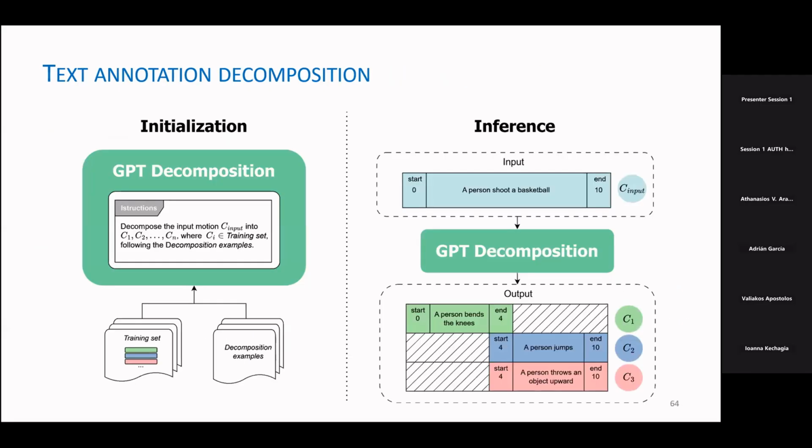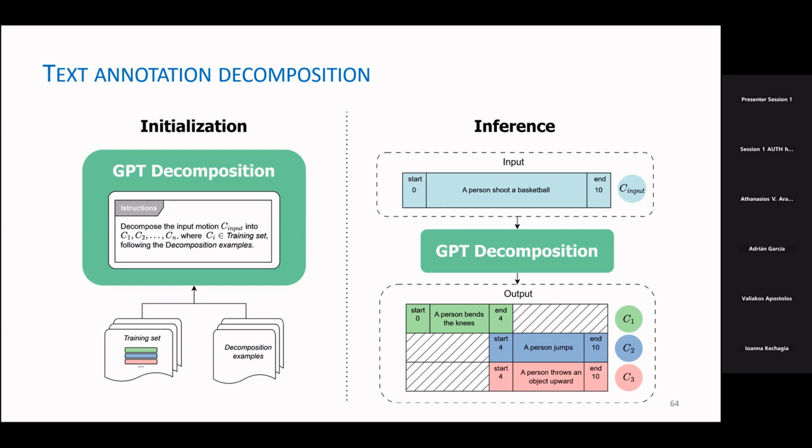So here there are some more details for the different components of the architecture. You see here the initialization part, where we use the GPT model. We have this training part where we present some examples of decomposition, and during inference instead we can provide to the GPT a test description of a complex action, and then the GPT provides us the output, which is the decomposition of the motion, for example, in that case, into three simple movements.